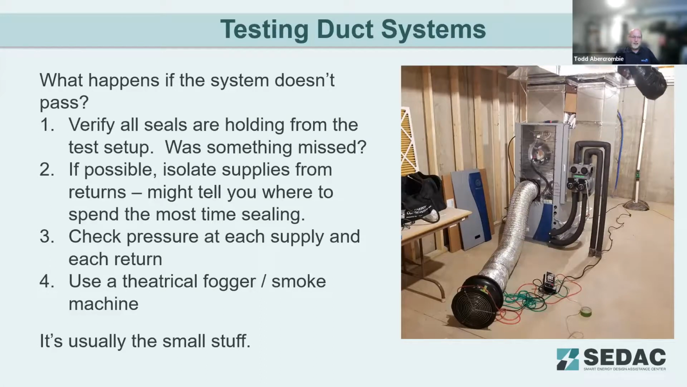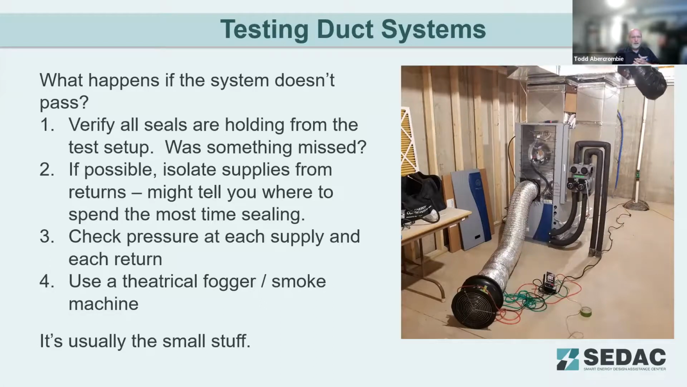If that's not the problem, then if possible, you may be able to isolate your supplies from your returns. So if the test is done with the air handler installed, you might be able to block off, let's say, a return filter slot, and just test the supply side and figure out what that leakage rate is, and turn around and do the return side. That will tell you if the leaks are more predominantly on one side or another. So you can narrow down the time spent doing additional diagnostics.